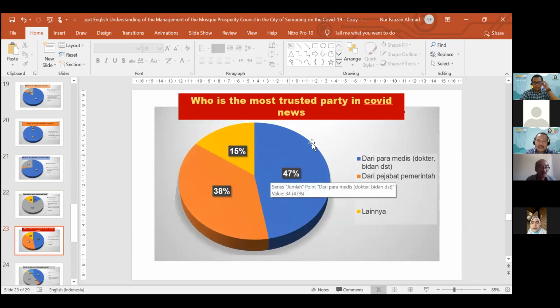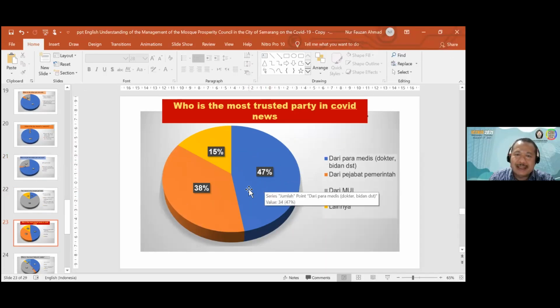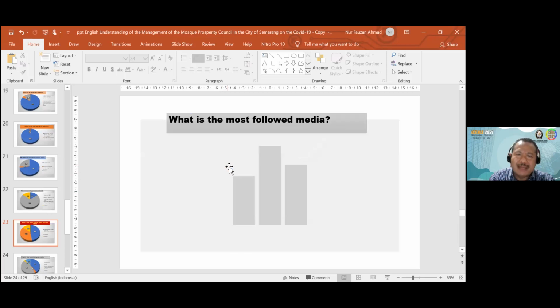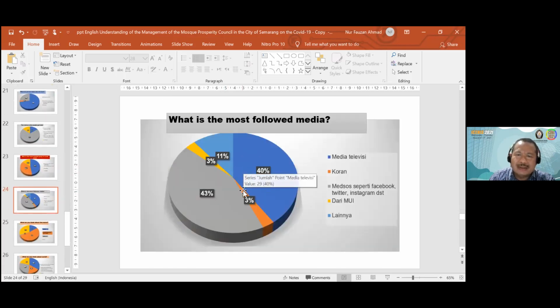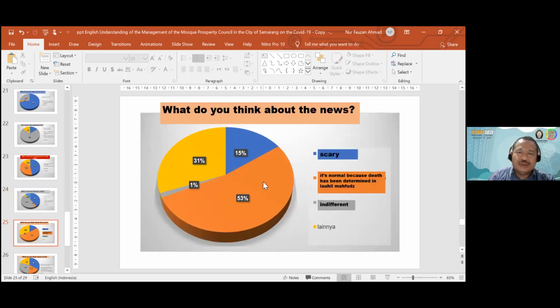And then who is the most trusted party in COVID news? Most of them say paramedics and the government. Some say Majlis Ulama. And then what is the most followed media? The majority follow television and social media. And then what do they think about the news? Some of them say that it is normal because it has been determined in Lauhil Mahfudz. Some say they are scared by the news.